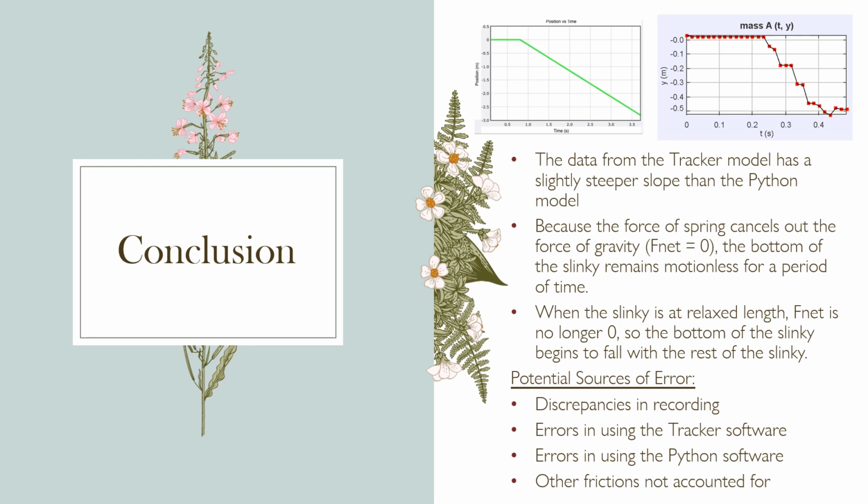Some potential sources of error are discrepancies in recording. I was unable to perform this experiment with my own Slinky, so I had to find a video online to do so, and by this I had to record with my phone, which is not really a stationary video. So that could have also been a source of error. There could be errors in the Tracker software, meaning I didn't use the point mass to correctly outline where the bottom of the Slinky was. There could also be errors using the Python software. And finally, there could be other frictions not accounted for.